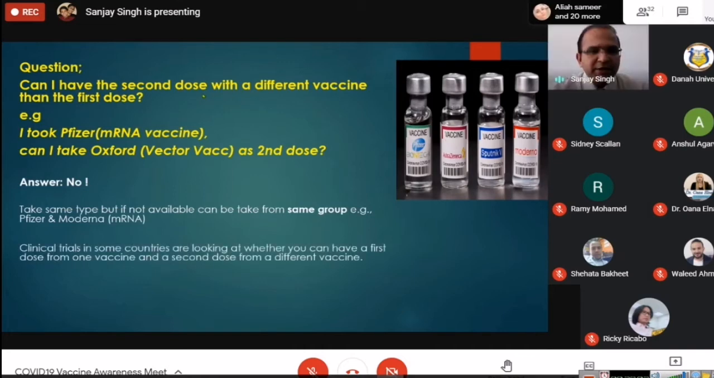Clinical trials in some countries are looking at whether you can have the first dose from one vaccine and the second dose from a different vaccine. So there's not enough data to recommend this kind of combination.